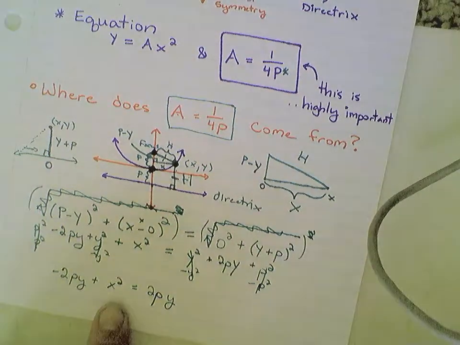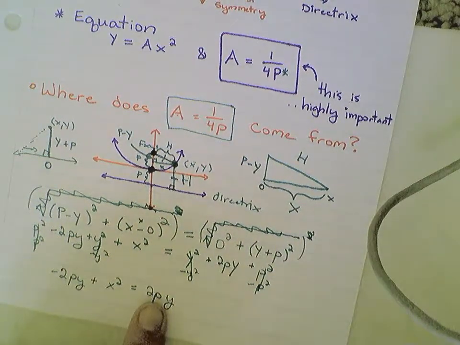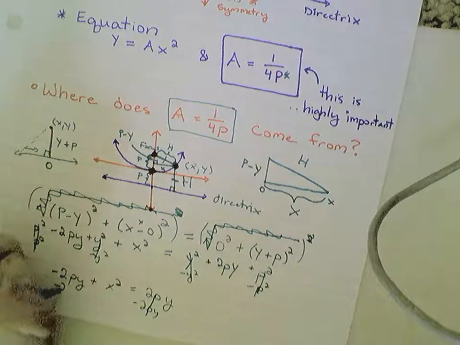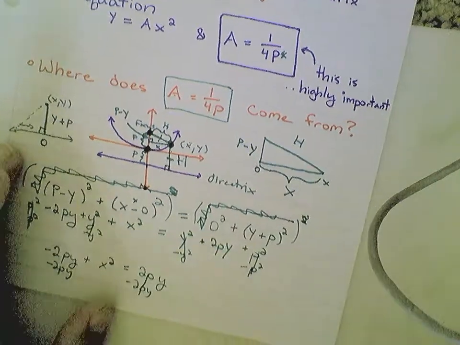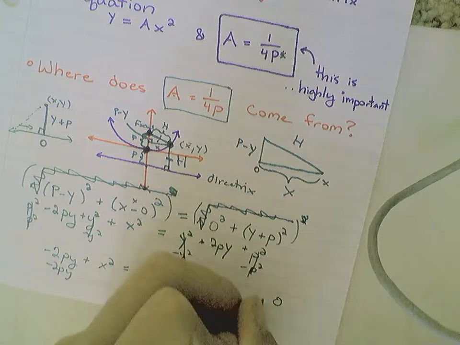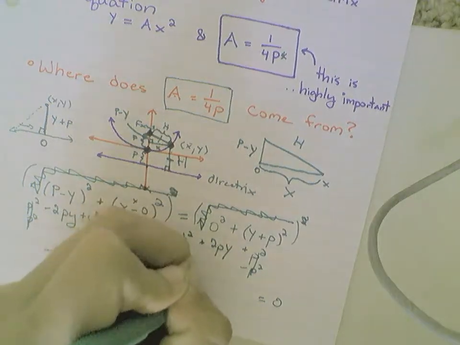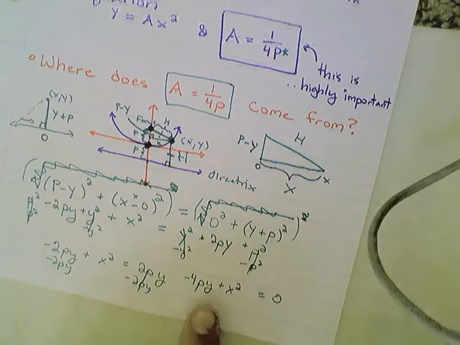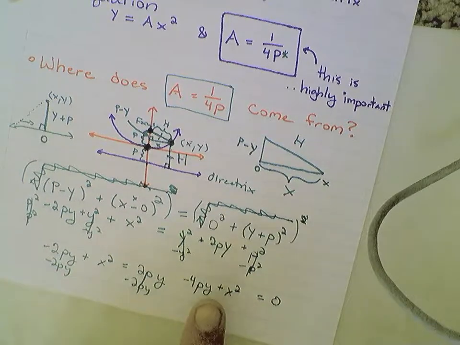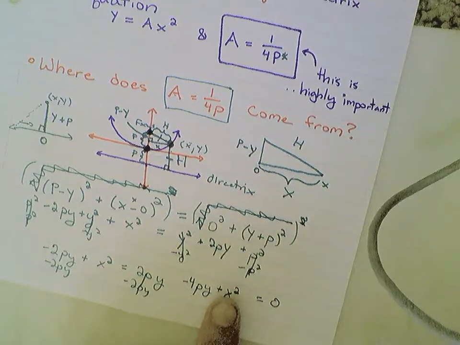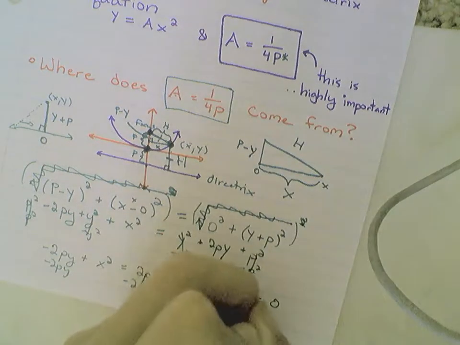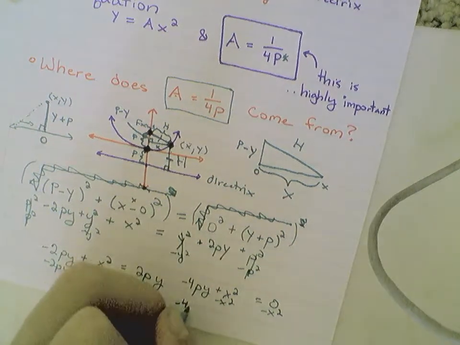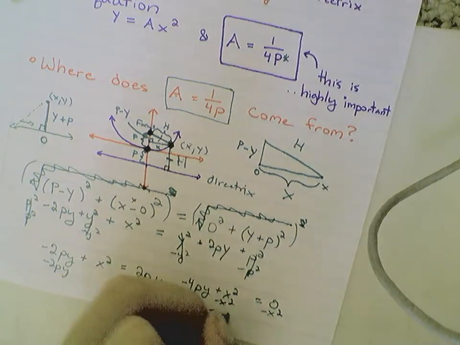Now at this point, I can subtract 2py from both sides. You'll notice that it'll give me 0 on the right hand side and negative 4py plus x squared on the left hand side. At this point, I'm going to subtract my x squared, so I'm going to get rid of the x squared and move it to the other side. I'm kind of running out of room here, but I'll try to squeeze it in. Negative 4py equals negative x squared.